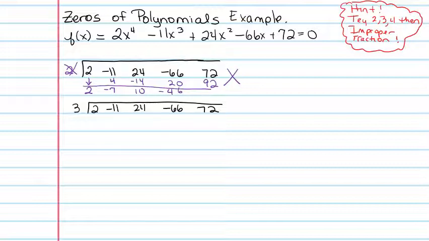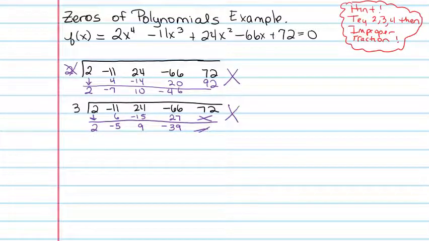Again, this is just the procedure. You just have to see how it goes. Okay, so start with 3. 3 times 2 is 6. That gives me -5. 3 times -5 is -15. And that's going to give me 9. 3 times 9 is 27. And that's going to give me -39 if I'm not mistaken. And then 3 times -39 is not 72. I don't know what it is, but again, the 3 did not work.